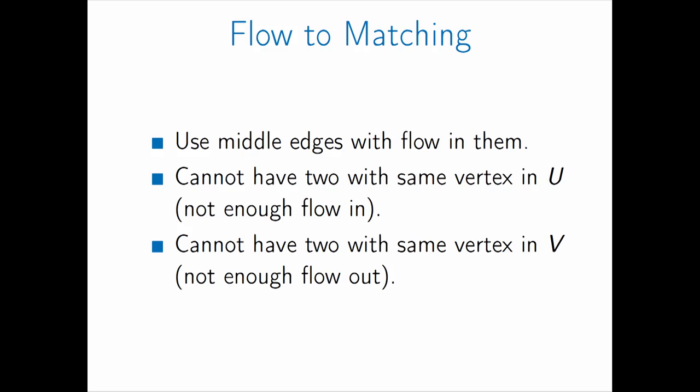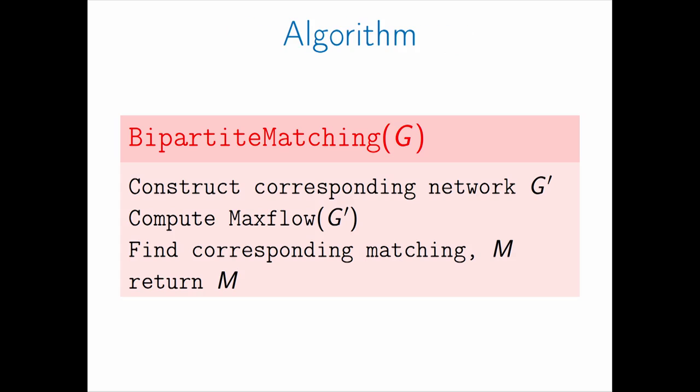However, you'll note that it was a lemma that we proved that you can always find an integer-valued maximum flow. And so our max flow algorithms already work for solving this problem. So this gives us a very simple algorithm for solving bipartite matching. You construct the corresponding network, G prime. You compute a max flow for G prime in such a way that gives you an integer max flow. You then find the corresponding matching and return it. That solves the problem.